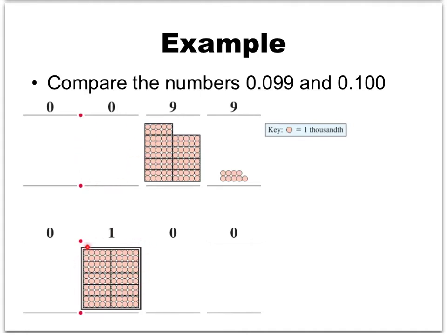So because we have more bundles of 100, this number 0.100 is bigger than the other number. So 0.100 is bigger than the number 0.099. So again, we've used the place value system to compare those numbers.